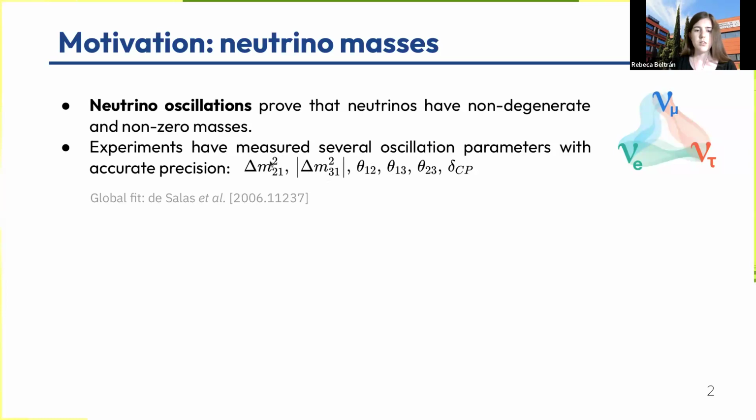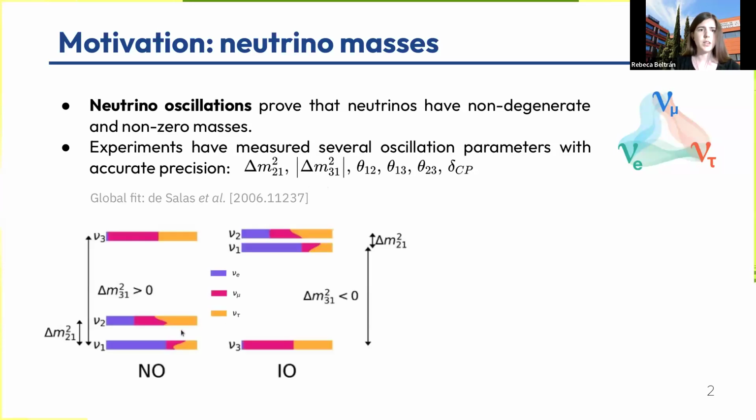So determining these two mass square differences confirms that at least two neutrinos are massive. However, we only know the absolute value of one of those mass splittings, so this leaves us with two potential mass orderings. So we have normal ordering and inverted.